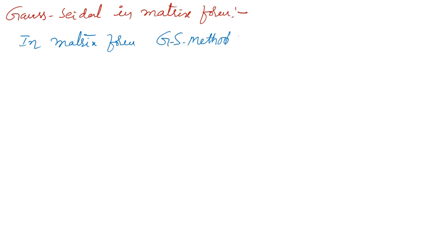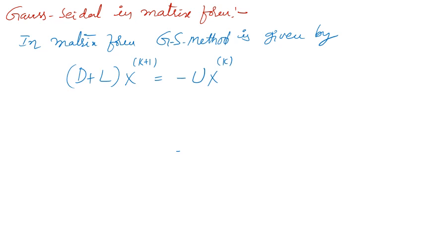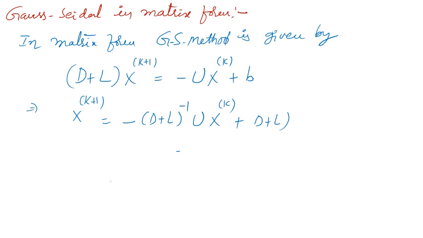Gauss-Seidel method is given by, you have to remember the formula, that's it: (D + L) x^(k+1) = -U x^k + b. D stands for the diagonal matrix, L stands for the lower triangular matrix. Or this implies one can write x^(k+1) becomes, taking (D + L) to the other side, x^(k+1) = -(D + L)^(-1) U x^k + (D + L)^(-1) b.